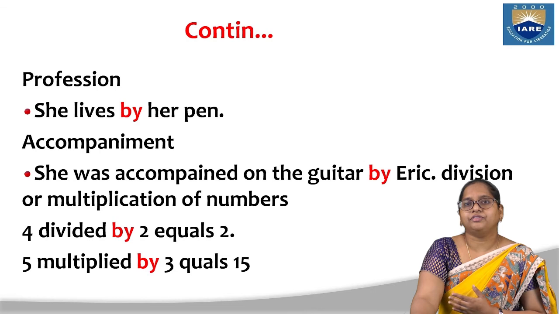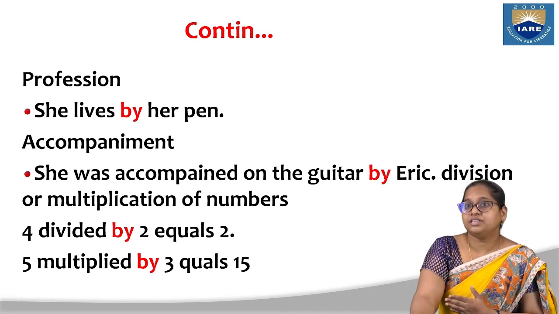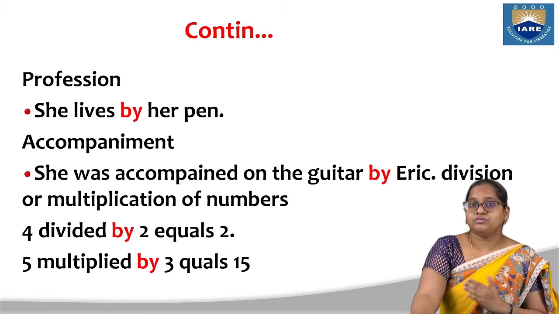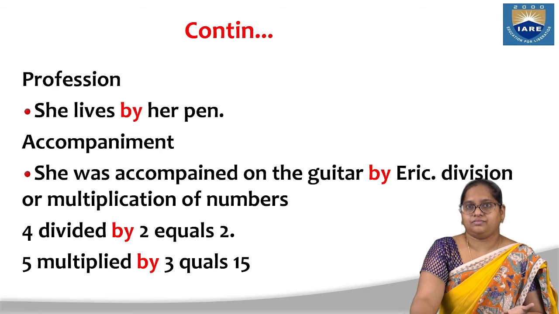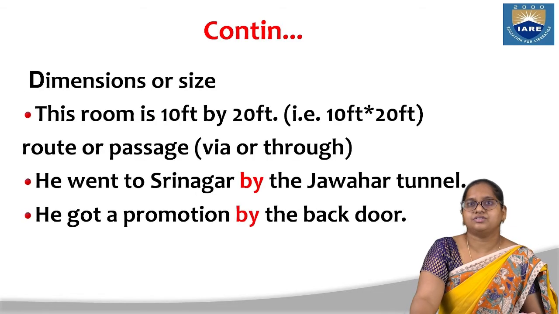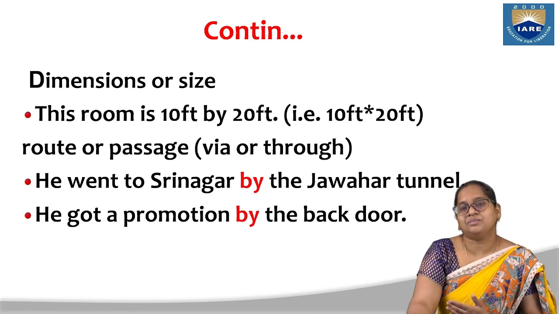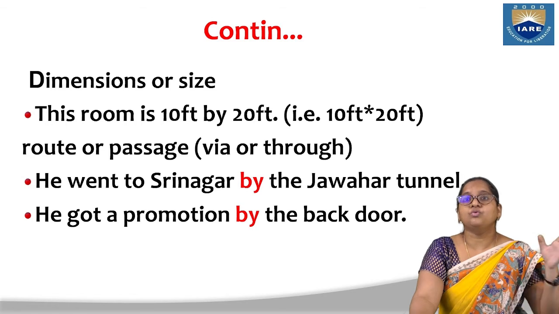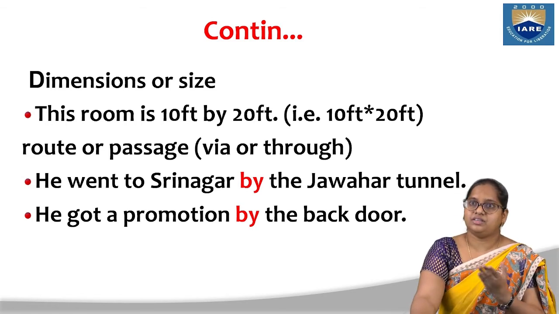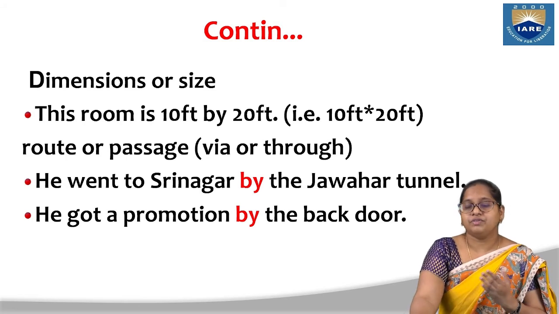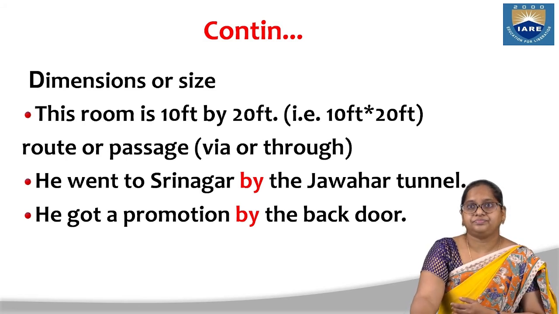And also when you are referring to accompaniment, like she was accompanied on the guitar by Eric. Also, 4 divided by 2, 5 multiplied by 3 equals 15. That is the sense you can use. And when you are referring to dimensions or size, you can use by, like this room is 10 feet by 20. These are a few examples. He got a promotion by the back door. We went to Srinagar by the tunnel.